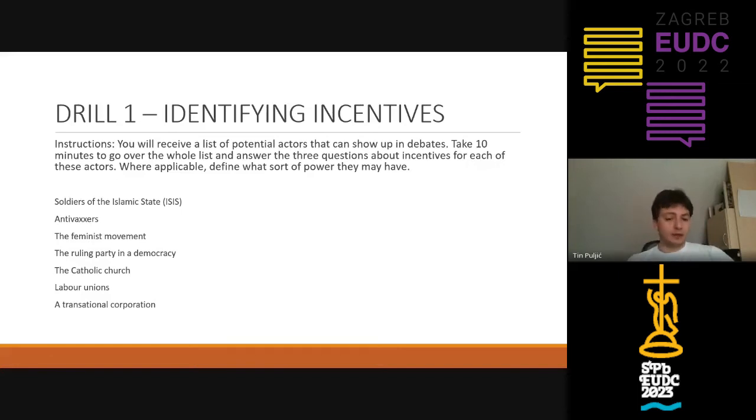And lastly, where applicable, define what sorts of power these actors have and why. So which type of power do you think they have and what makes you think that? I'm going to give you 10 minutes. I'm going to turn off my camera and my video, but I will be here for any questions. And after 10 minutes, I will come back and unmute myself and we can start a discussion about these actors.